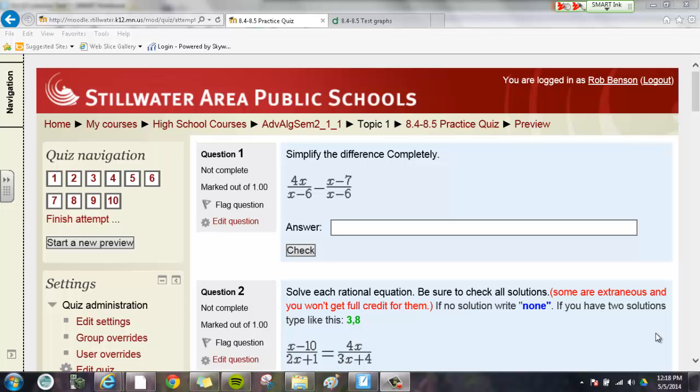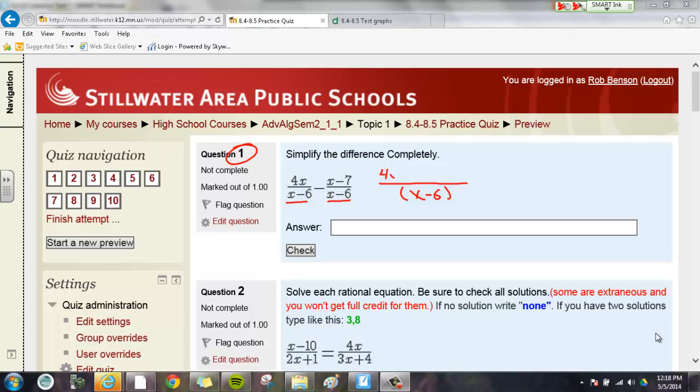So first, we're going to start with question number 1, which is simplify the difference completely. Notice right off the bat, Mr. Benson gave you a common denominator. Because I gave you a common denominator, you can just say that's your denominator, x minus 6 right there. And now you just got the numerator. Now this is where most of you, not all of you, but most of you made your mistake.